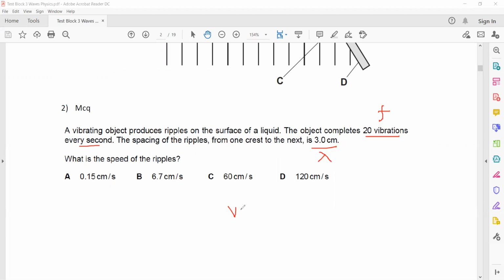So the formula for speed is frequency multiplied by wavelength. So that will be 20 multiplied by 3, which is equal to 60 centimeters per second, because the wavelength is given in centimeters, so it will be centimeters per second.